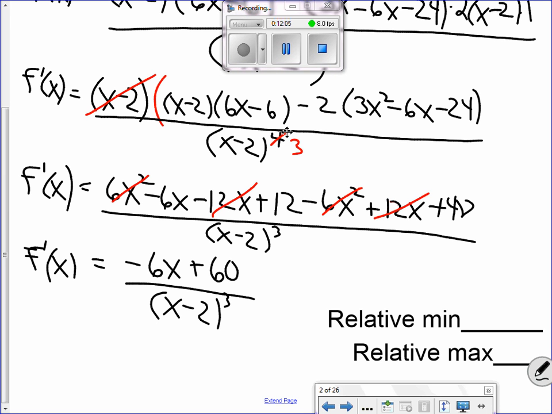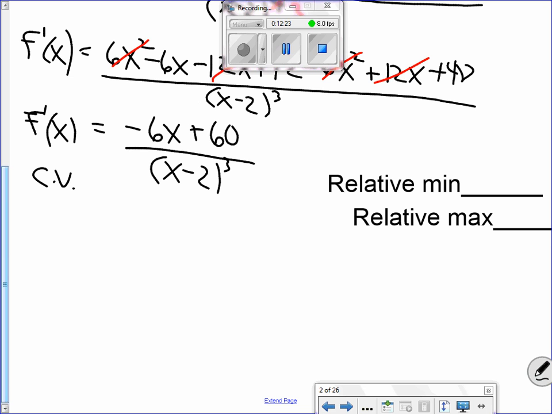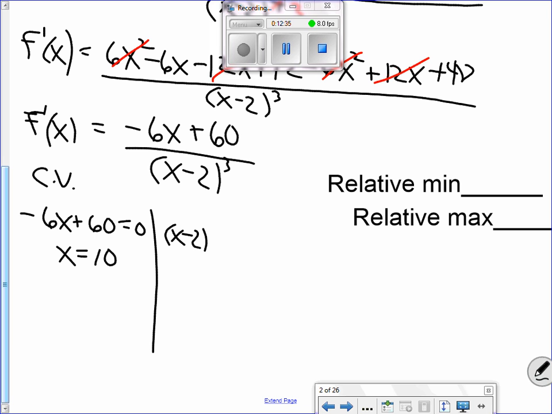Critical values occur where the derivative equals 0 or is undefined. So for our critical values, what value of x will make it equal 0? 10, right? A fraction is 0 when the numerator is 0. So when you set that numerator equal to 0, you get x equals 10. So that's a critical value. But we also have critical values when it's undefined, when the denominator equals 0. And that happens when x equals 2. So we have two critical values.